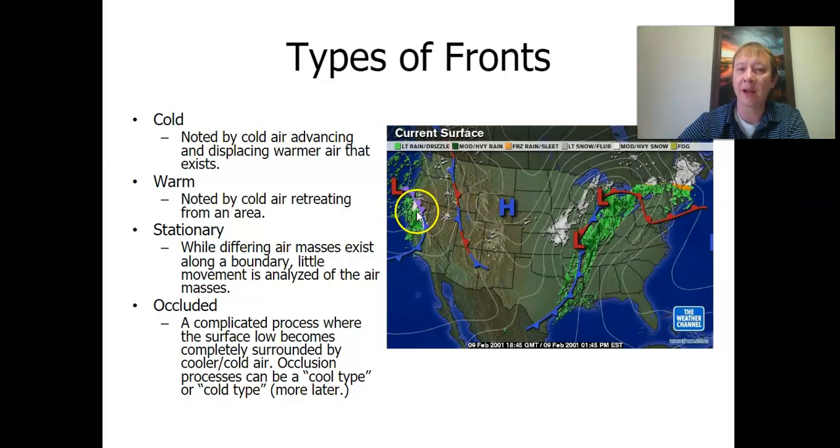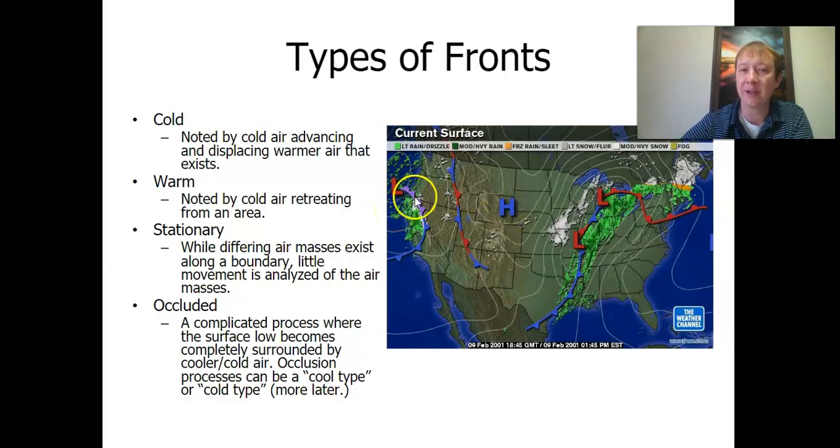You can see out in Northern California here, where we have an occluded front. So again, this is where we have both the warm air and cold air moving. We have a cold air mass here that the warm air mass is getting pushed into by cold air behind it.